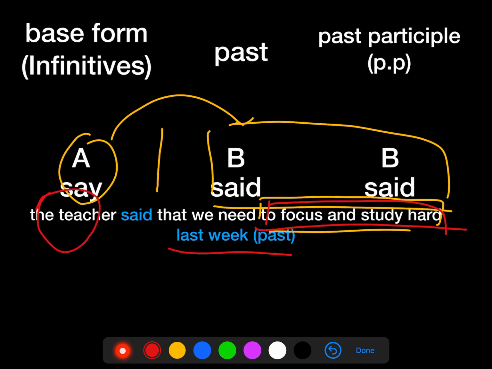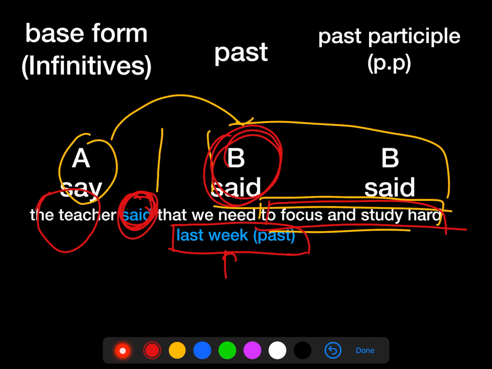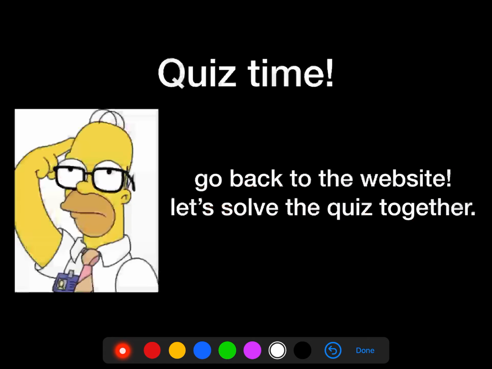Said. Is the teacher saying right now? Is the teacher saying you need to focus and study hard right now? No. The teacher said we need to focus and study hard last week, not right now. So this tells you the past. According to this time tense, we should use said instead of using say. Say, said, said. Okay? Very good.